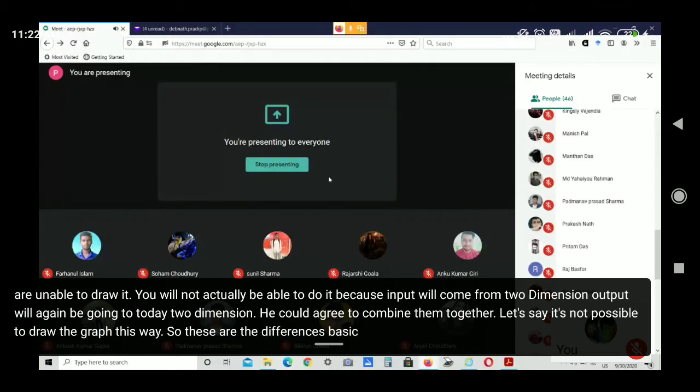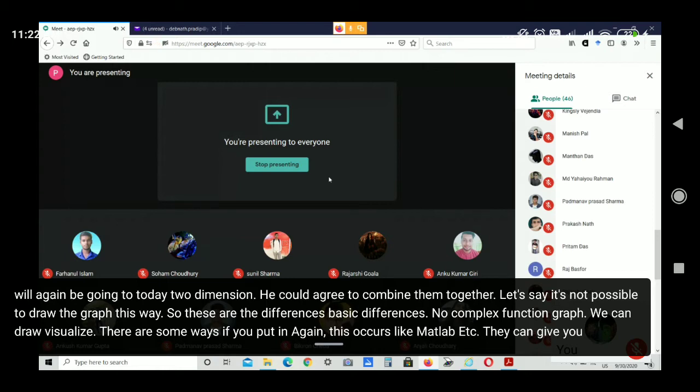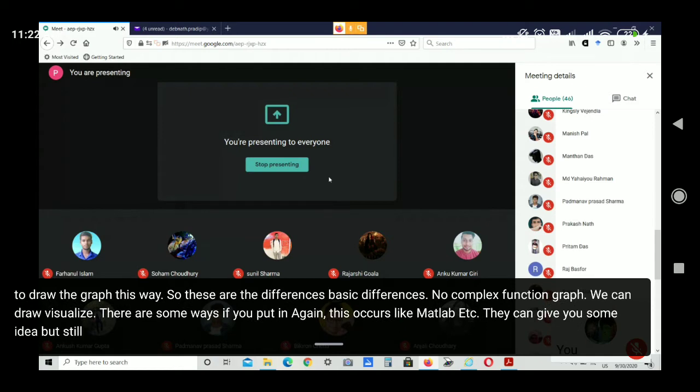There are some ways if you put it in software like MATLAB, etc. They can give you some idea, but still, since it is four-dimensional, it cannot give you exactly that graph because it will always be four-dimensional. These are the striking differences. Many other differences we will see.